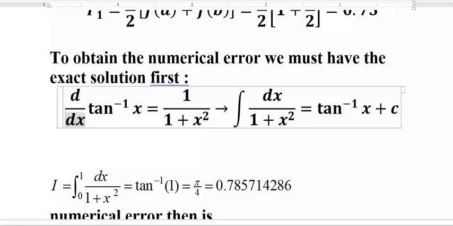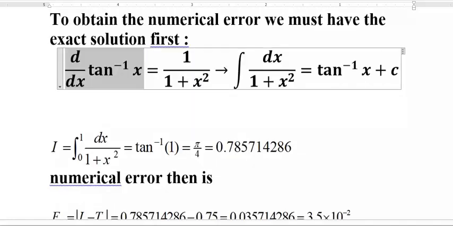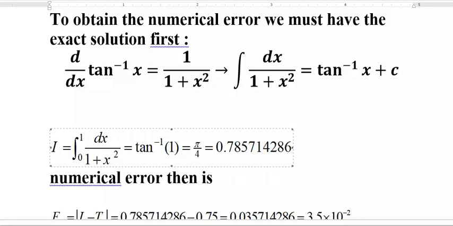We have d over dx of tan minus 1 x equals 1 over 1 plus x squared, and then the inverse integration dx over 1 plus x squared is tan minus 1 x plus constant. Okay. So the integration from 0 to 1, we take the upper bound minus the lower bound, and tan minus 1 of 0 is 0. Okay?